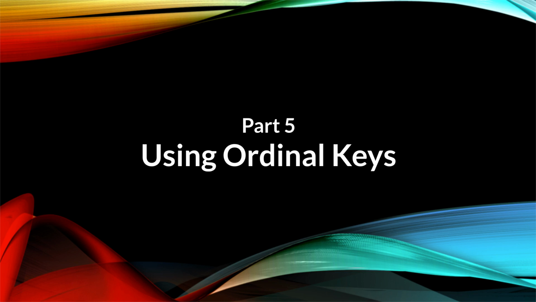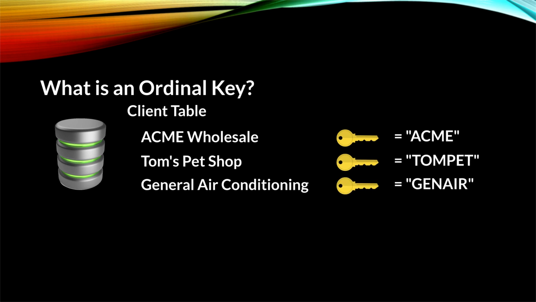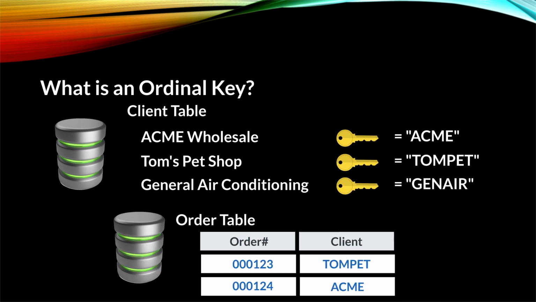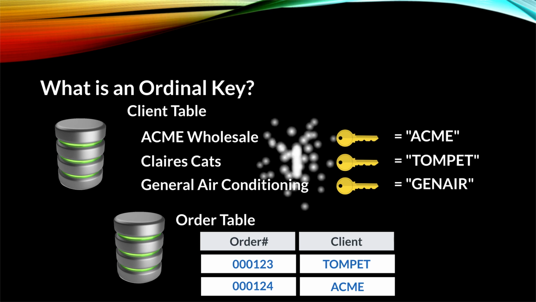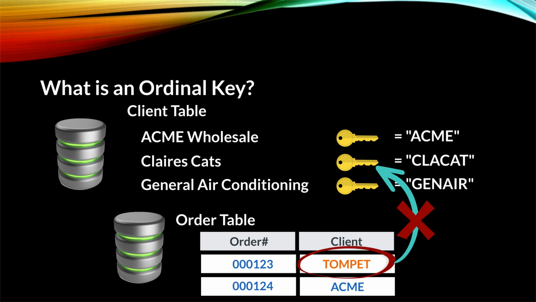An ordinal key is a numeric value assigned to a record when it is created. They are often used to assure consistent access between tables. For example, if you only used an abbreviation of a client name as the key for a client record, then other tables would tie back to this information using this abbreviation as the key. However, should the client change names, the key would likely need to change, breaking the relationship between tables.